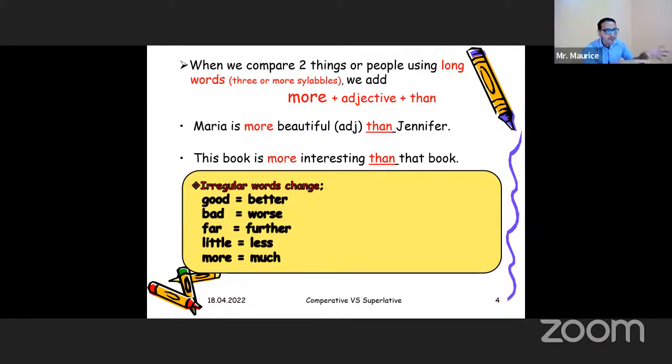Okay, now on the other hand, we have another kind of adjective. These are called irregulars, as the ones you see here: good, better, bad, worse, far, farther, little, less, and much, more. So these are about the comparative form, right?